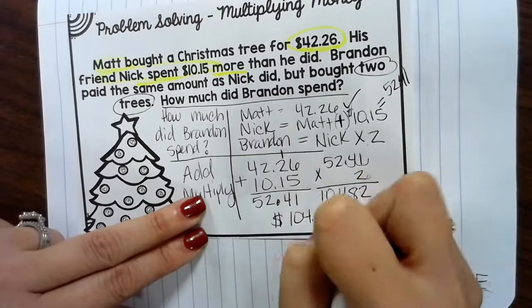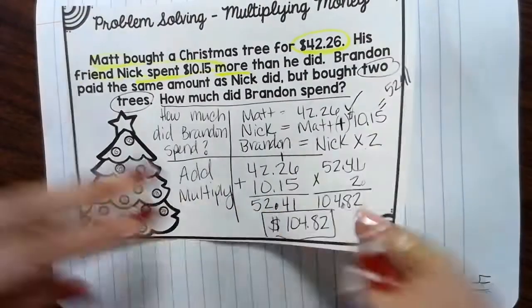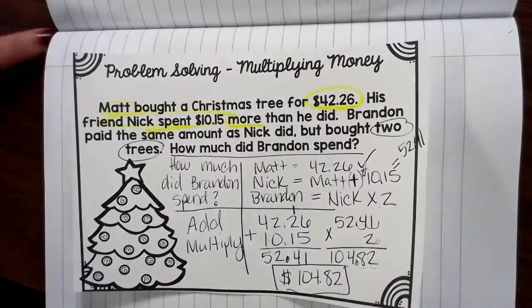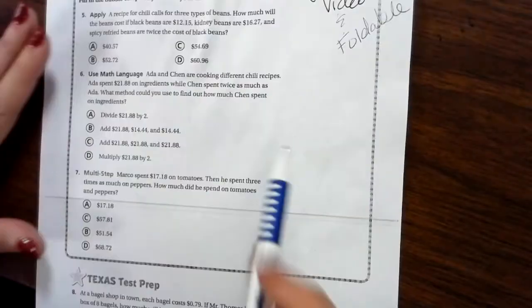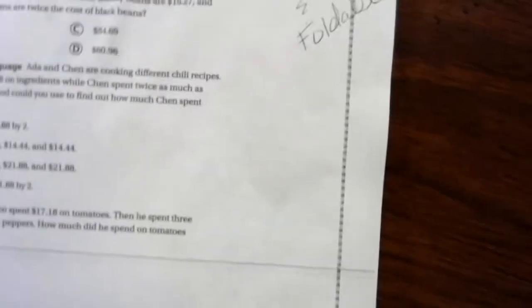$104.82. And I'm going to put that in a square. So if you will glue that one in for me as well. Okay. Now you have your try it paper. I want you to go ahead and pick that up if you don't have it. We are going to do some of these problems together on this back side.